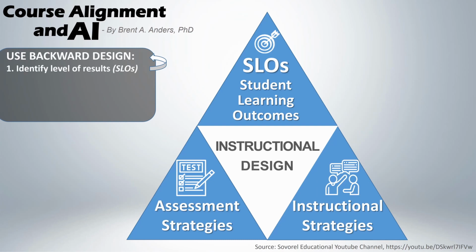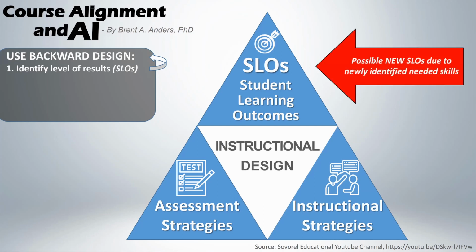That means that we first go by identifying the level of results, meaning the student learning outcomes. Now, many times you will receive the student learning outcomes already because they've been created through a curriculum committee, through the program chair, through the dean. So it's already done for you. But it's still important to understand what those SLOs are and to look at them to see if they need to be enhanced, modified, or completely changed based off of what's going on within the course, within the program, within the development of the topic in general.